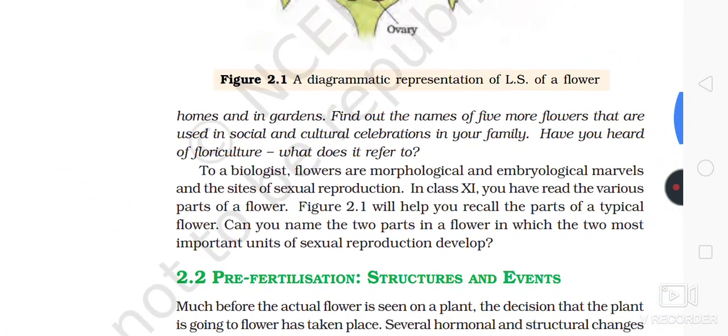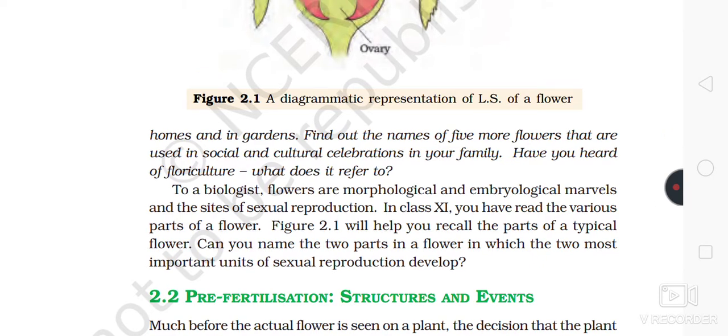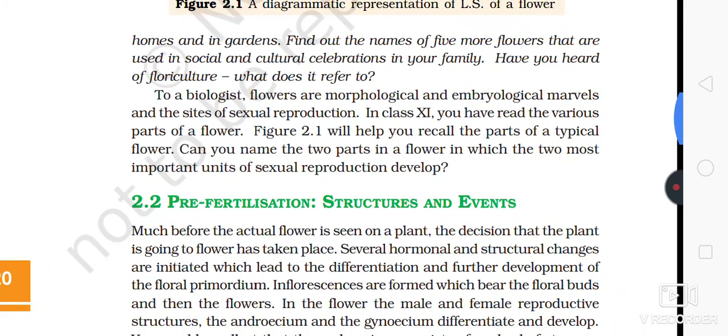List at least 5 flowers of ornamental value that are commonly cultivated at homes and in gardens. Find out the names of 5 more flowers that are used in social and cultural celebrations in your family. Have you ever heard of floriculture? What does it refer to?